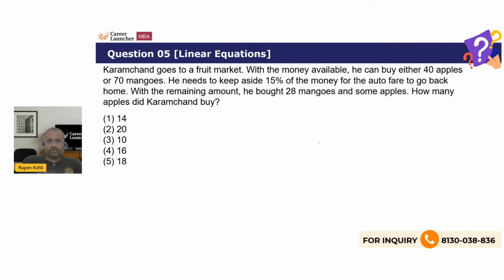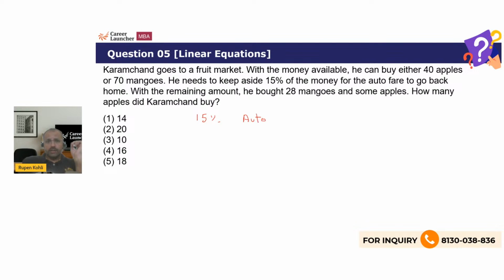Everybody has read the question. So he's spending something on apples, something on mangoes, something he needs to keep in reserve for his auto fare. So you have to find how many apples did he buy. So keep everything in percentage terms. Eventually, he's going to spend a total of 100% of what he has. He's going to spend everything. So he has 15% for auto fare.